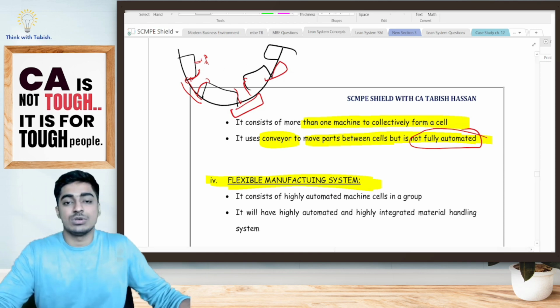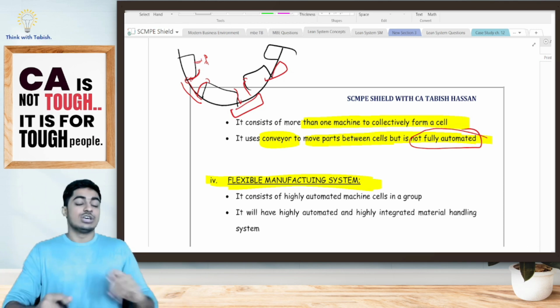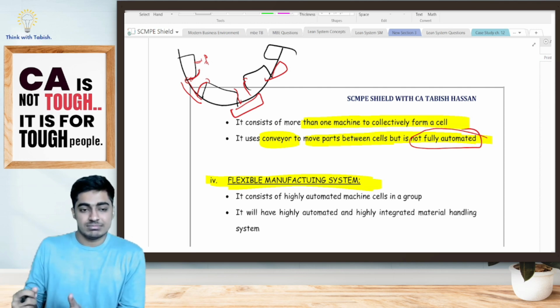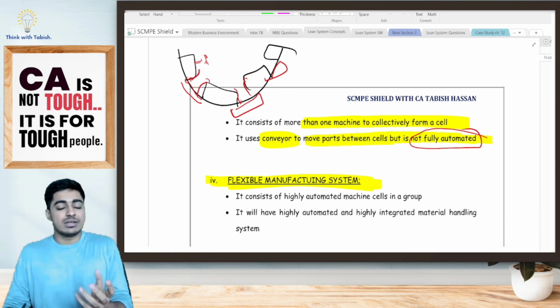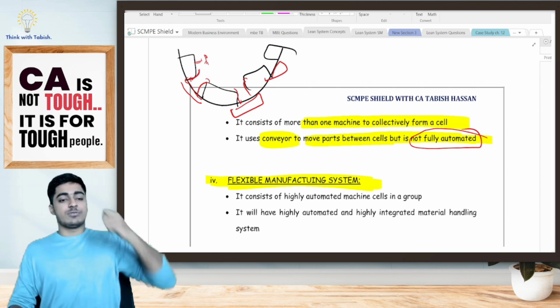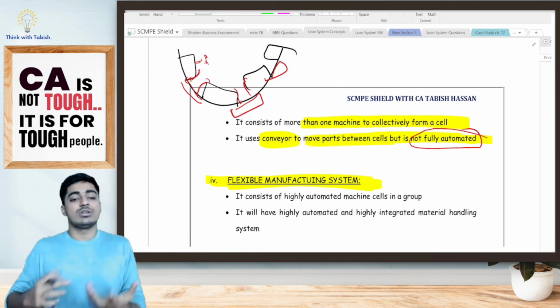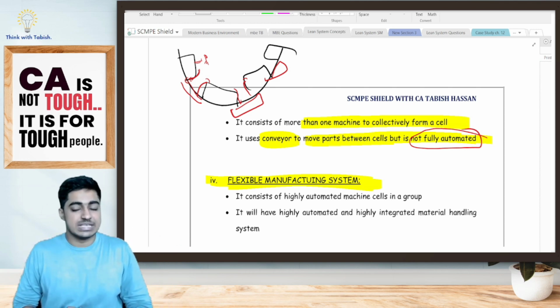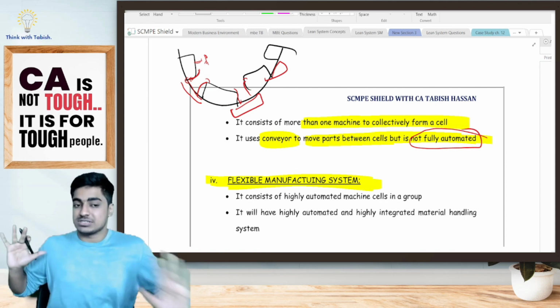This way things are going to happen. Is it clear, students? It is not completely manual. Yes, conveyor belts are there, but to put it onto the conveyor belt, to remove it from the conveyor belt, to operate the machine, all of that human intervention is required. Is it clear? It's not completely 100% automated.